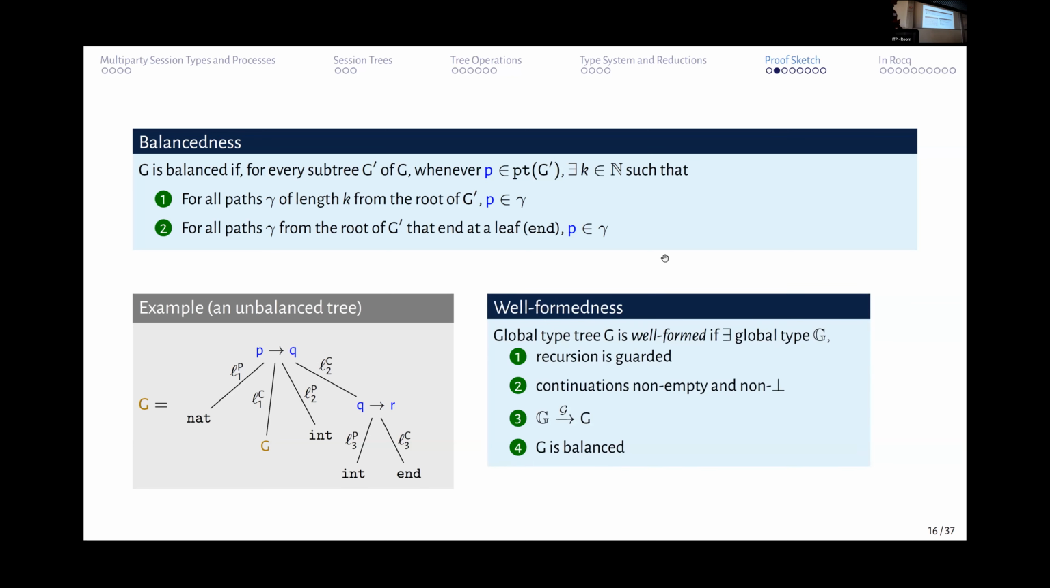We also define the notion of well-formedness, which we define extrinsically in our formalization, which just says that recursion is guarded, continuations are non-empty and non-bottom, that global type trees actually come from some syntactic global type, and that G is balanced. We enforce these rules so that we are only talking about trees that make sense in the context of session types, and that these trees don't contain any rubbish.